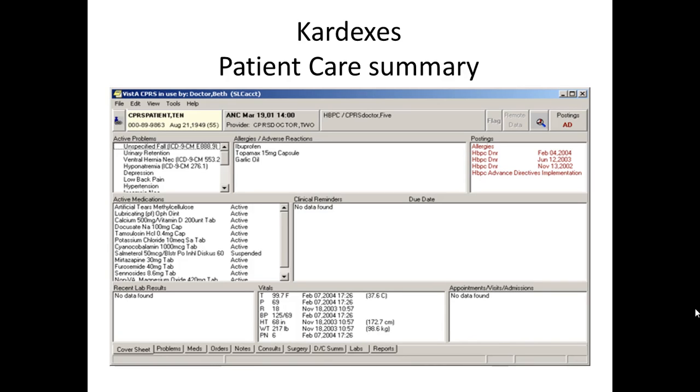Other things that you can find are the name of the provider, the primary reason for their hospitalization, some past medical history, current orders. If you need to know when a dressing change needs to be done, the patient care summary would give you that. Or when blood sugars need to be done, patient care summaries would give you that.